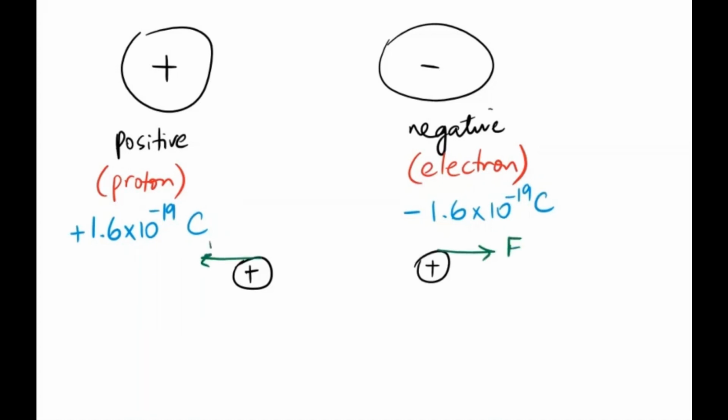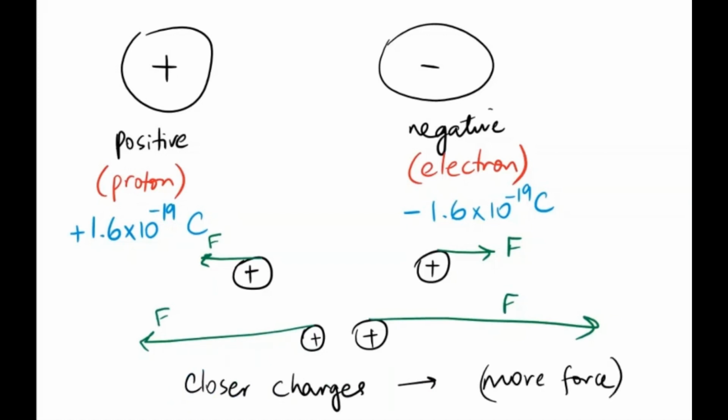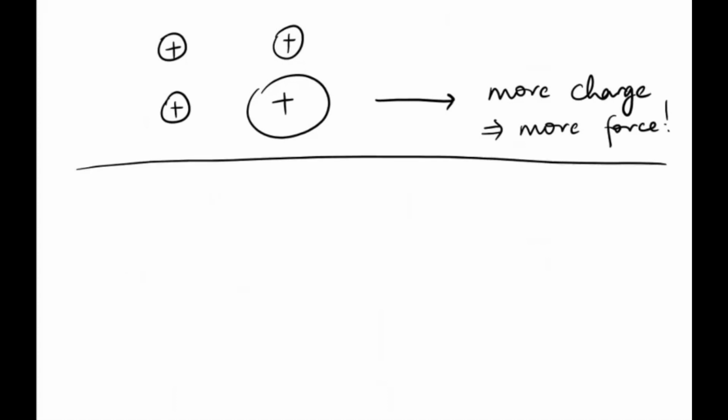So let's say we have two protons brought together. They're going to have a repulsive force, but if we try to bring the two protons close to each other, the repulsive force is going to get bigger because of the small distance. The closer the charges are, the more force there will be. Or we can take a look at what happens if we increase the amount of charge. Let's say we have more positive charges brought closer together at the same distance. They're going to experience more force as well, more force of repulsion. So that brings us to the idea of Coulomb's law, which is also called the electric force.